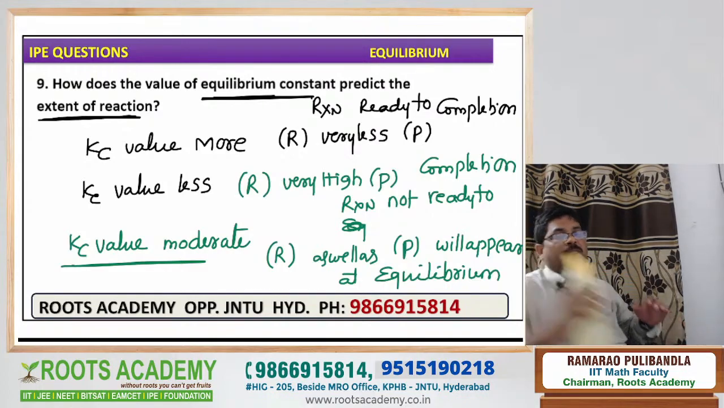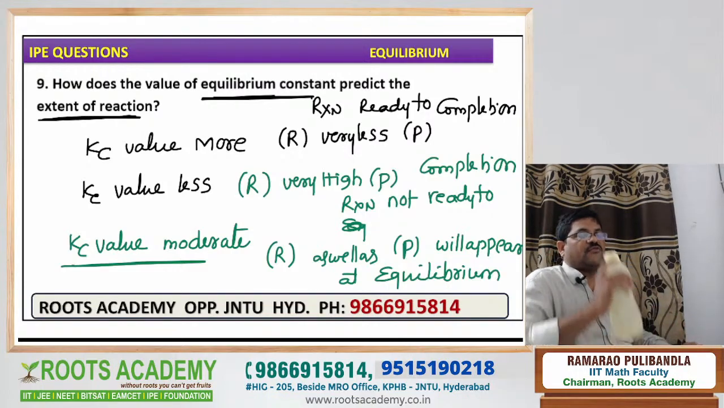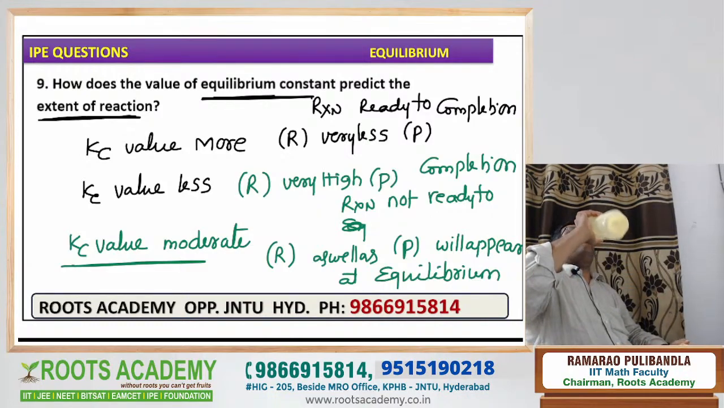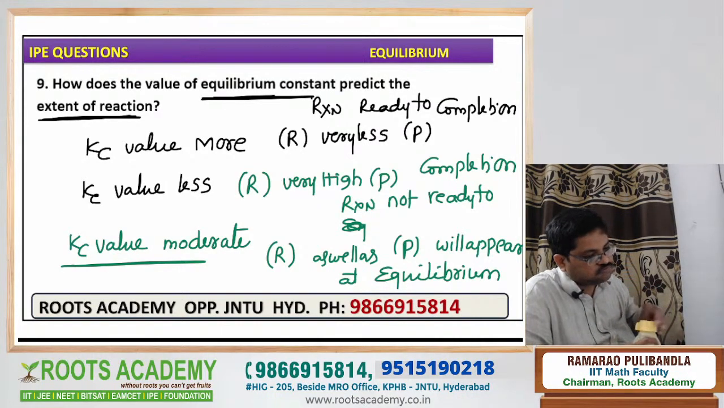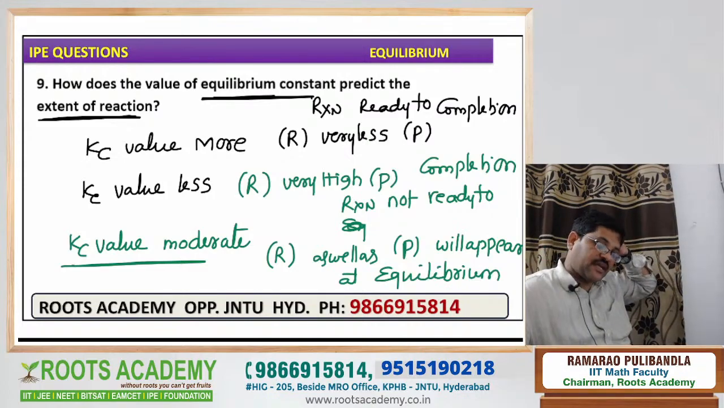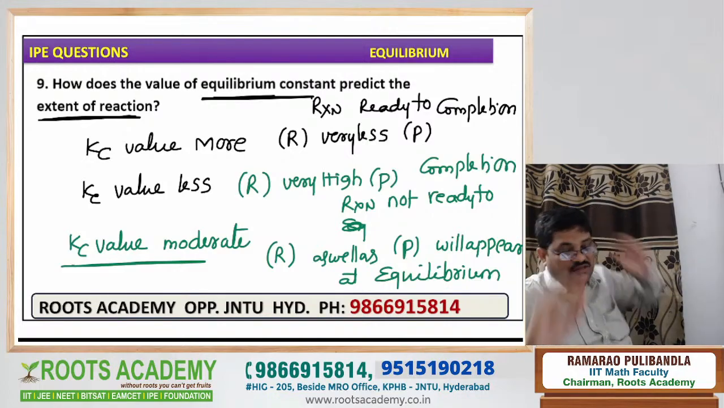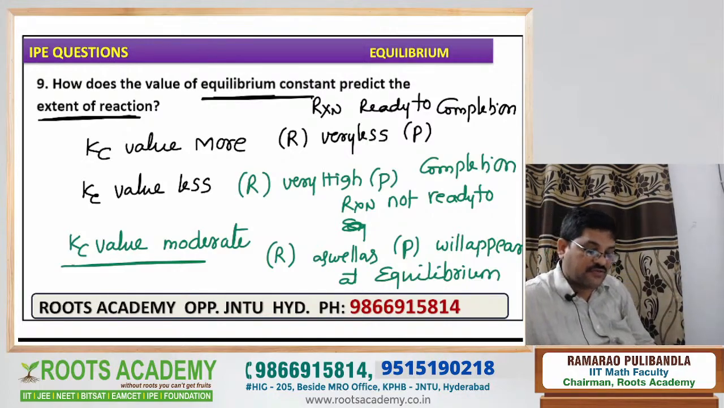Kc value is more: the concentration of products is very high compared to the concentration of reactants, the reaction goes to completion. You write the statement like that. Kc value is less: the concentration of reactants is very high compared to the concentration of products, the reaction does not go to completion. Kc value is moderate: the concentrations of reactants as well as products will appear at equilibrium.